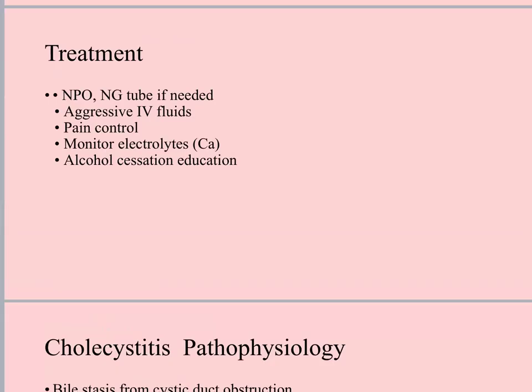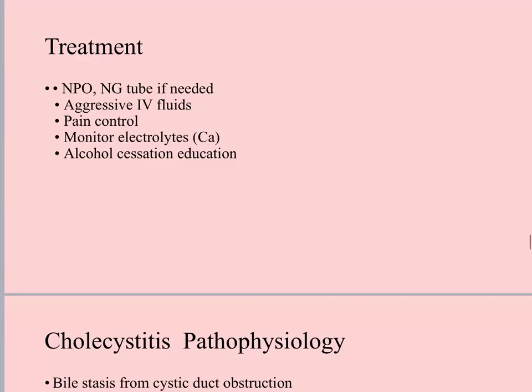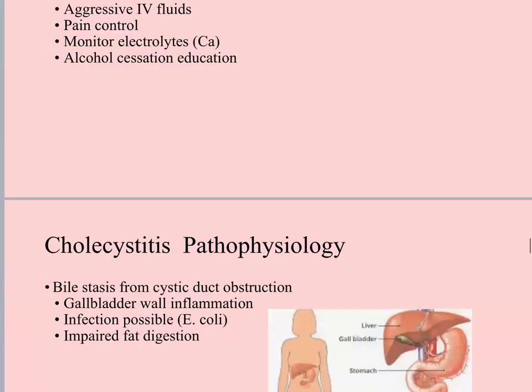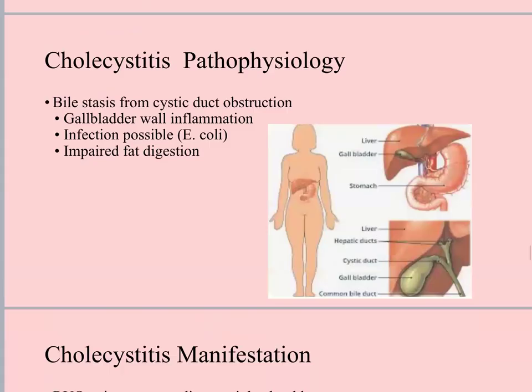IV fluids, pain control. They'll usually be getting opiate medications, monitoring electrolytes. And also, if it was alcohol that triggered this, then they will need some education on that. So, alcohol can also be a big trigger for pancreatitis. Not always, so try not to stereotype every person you meet with pancreatitis as being a drinker, but it is often the case.